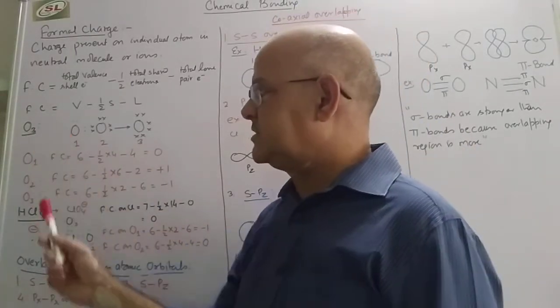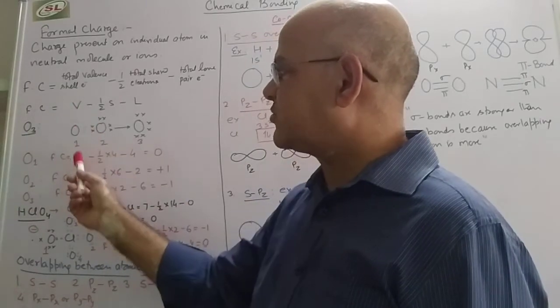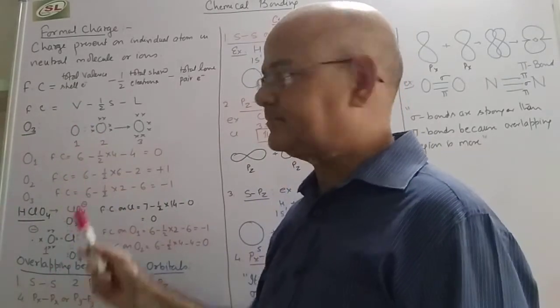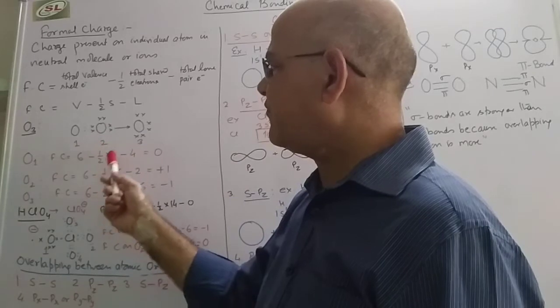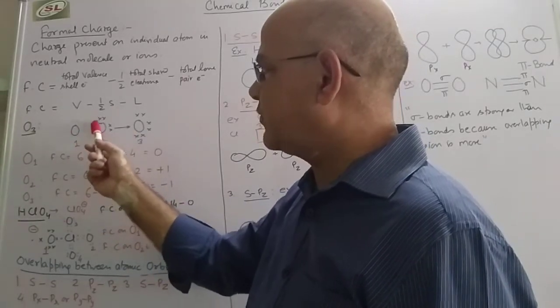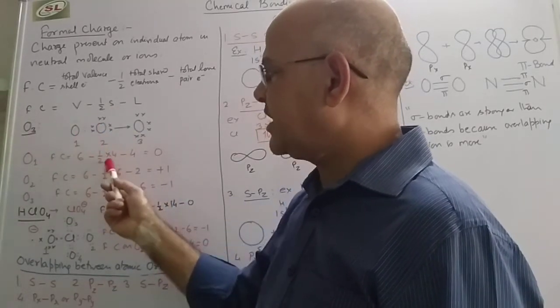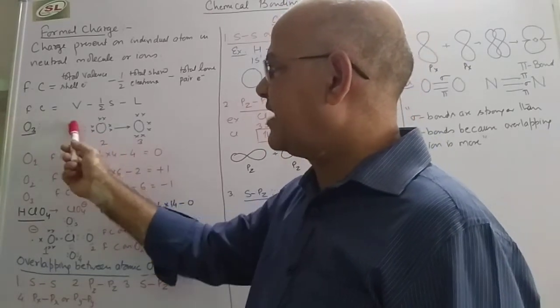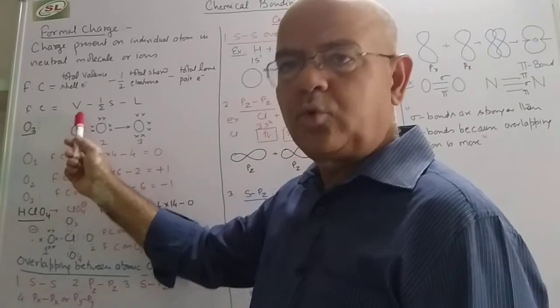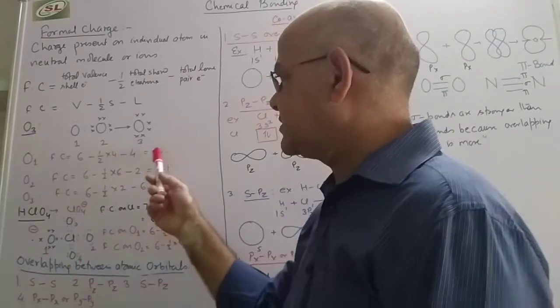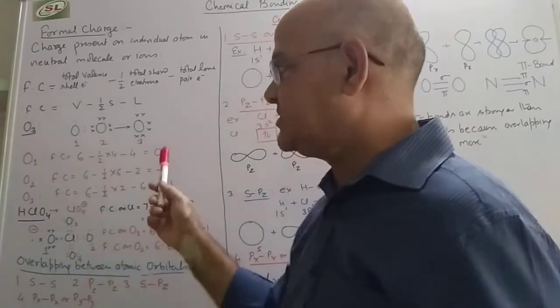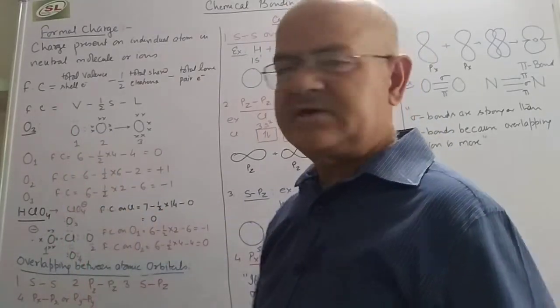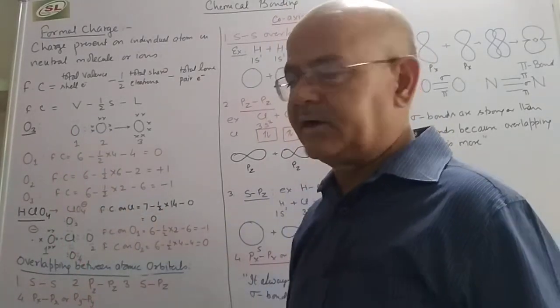On the first oxygen, how many valence electrons are present? They are 6. Minus half of shared pair of electrons, you can see there are 4 shared electrons, minus how many lone pairs does it have? It has 2 lone pairs, that is 4 electrons. So when you calculate, it will come 0. That means the first oxygen has 0 formal charge.